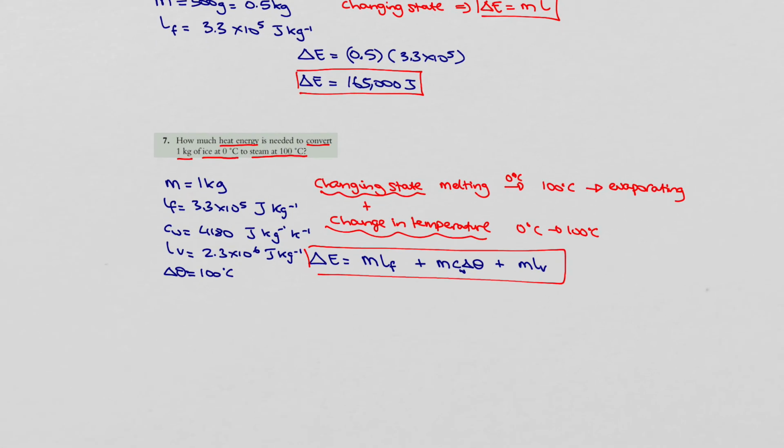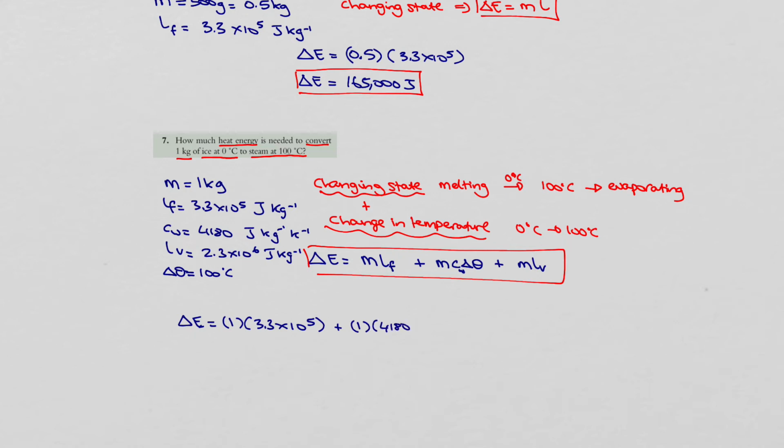Okay, so if we sub in our values, we have delta E or Q, whichever you prefer, is equal to our mass of ice, which is just 1, times our latent heat of fusion, so 3.3 by 10 to the power of 5, plus the mass, which is 1, times the specific heat capacity, now in its liquid state, times the change in temperature, plus the mass times the specific latent heat of vaporization, so 2.3 by 10 to the power of 6.